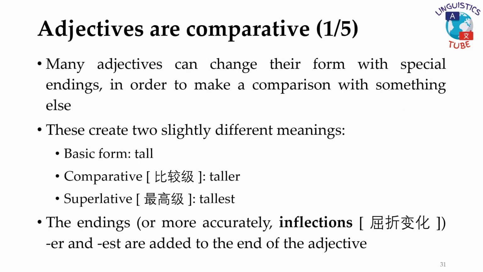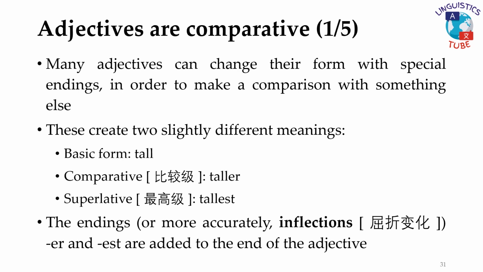Let's move on to another feature of adjectives, comparison. Many adjectives have three forms: the basic form, the comparative form, and the superlative form. A comparative adjective makes a comparison with something else by stating that something is more of that adjective than something else. And a superlative adjective makes a comparison with something else by stating that something is the most of something, or in other words, the highest amount or level of something.